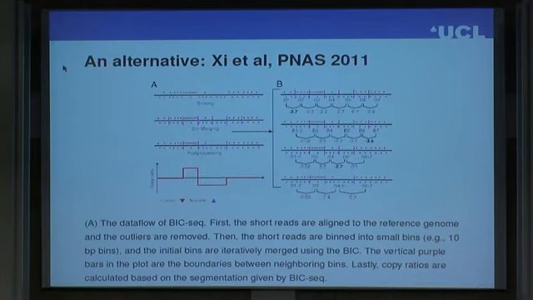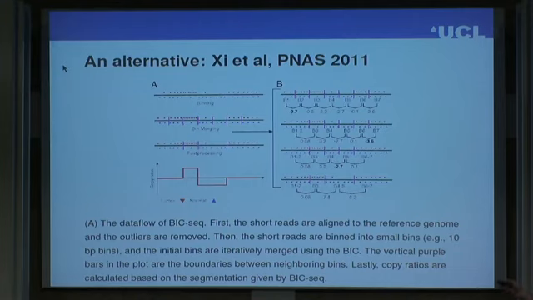You can see an idea where they actually use very small bins, I think something like 10 or 50 base pairs, so the bins are almost irrelevant here. They use some merging strategy, a BIC, a Bayesian information criterion, and they try to merge the bins next to each other when there is no reason not to merge them. And they go through an iterative process.